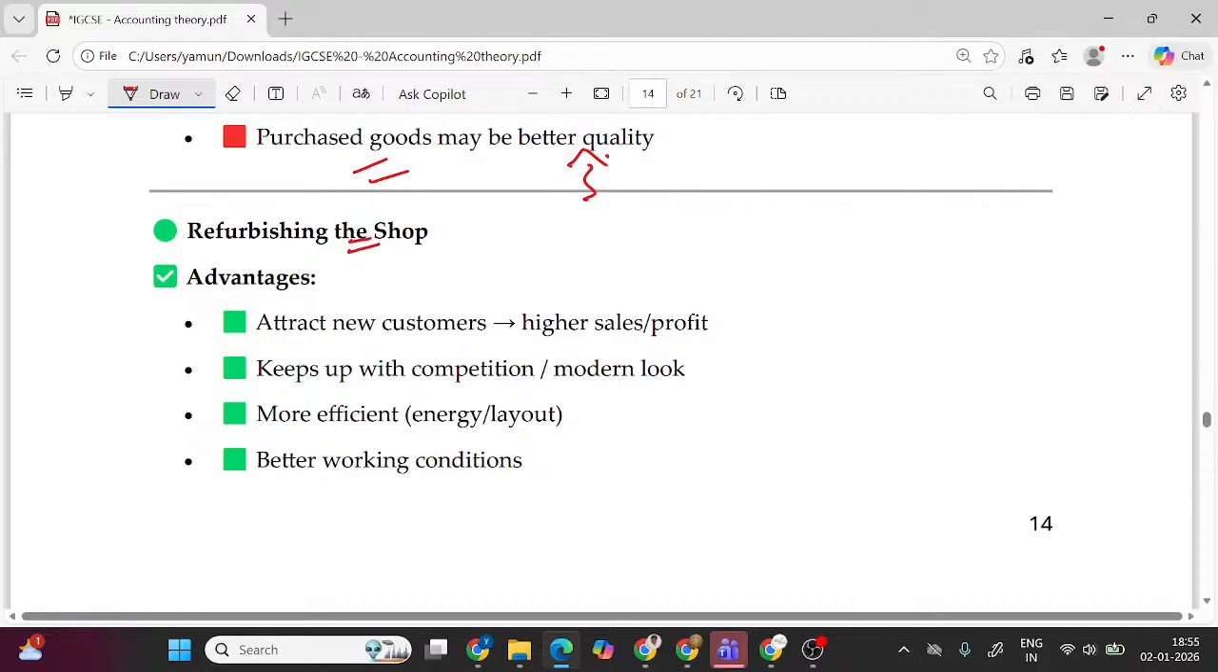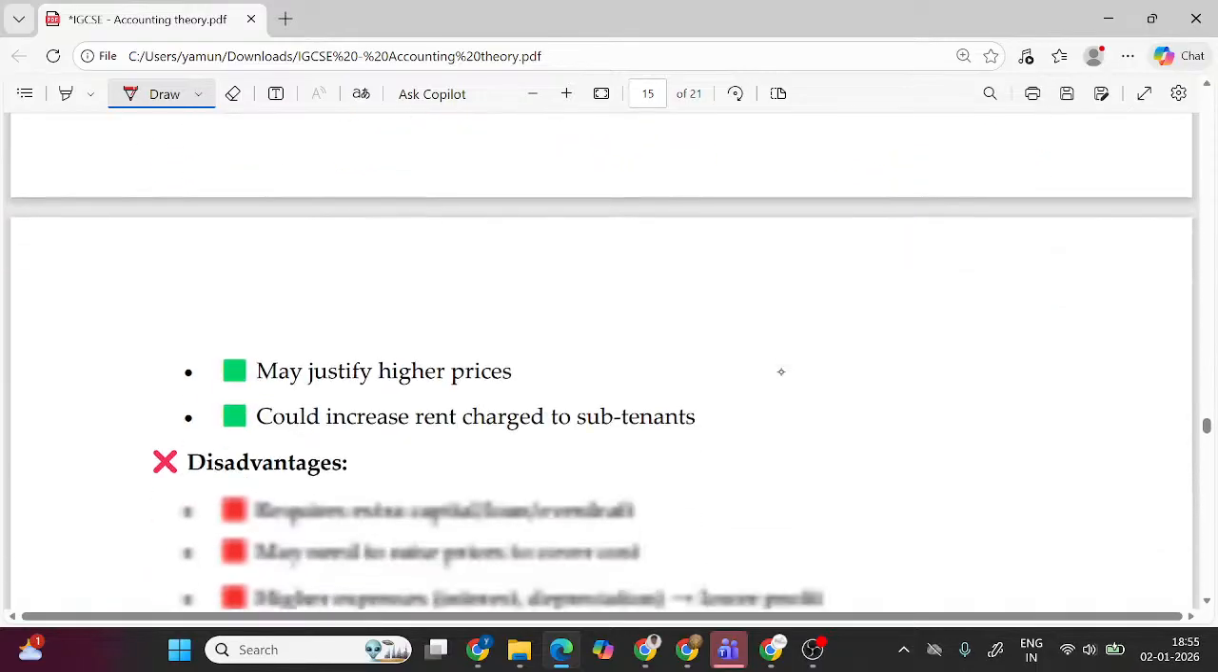Refurbishing the shop. Why do you need to? You keep it attractive. Why? The customers will come for the attractive look, so the profit will be higher and sales will be higher. Keep up with competition for the modern look. So you want to go to a cafe with your friends or parents. Which shop do you go to? A shop with proper tables and lightings. You go to that shop, or do you go to a shop where the tables or benches are shaky? Right? If it has a modern look, then you'll feel good, right? Feel-good shops. More efficient and better working conditions also will be checked.